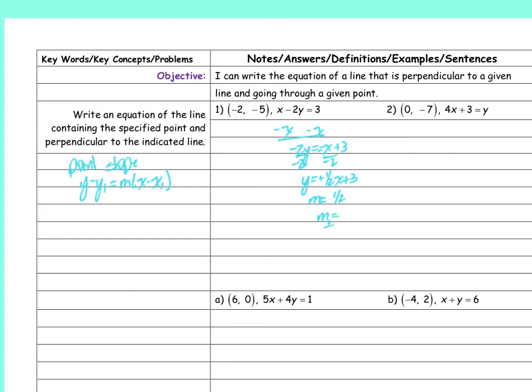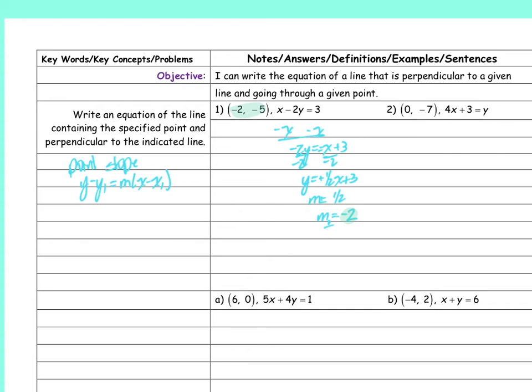Okay, I'm going to take the reciprocal, right? The reciprocal of 1 over 2 is 2 over 1 or 2, and then I change the sign. So my slope would be negative 2. And then I am going to use my point and my perpendicular slope this time and write the equation of a line. So I've got, let's see, what do I have?